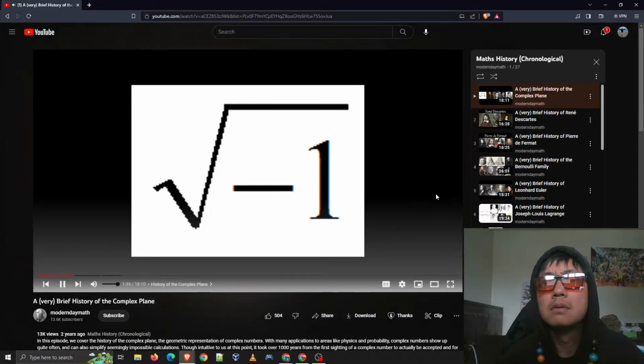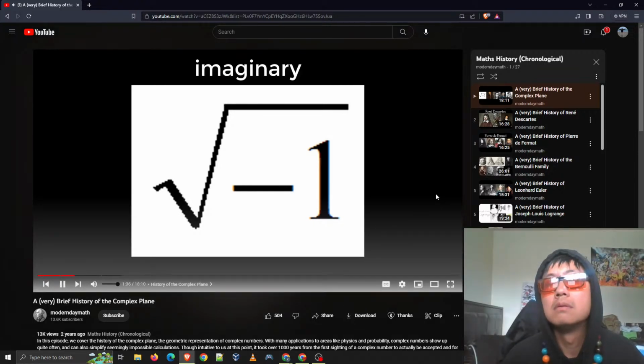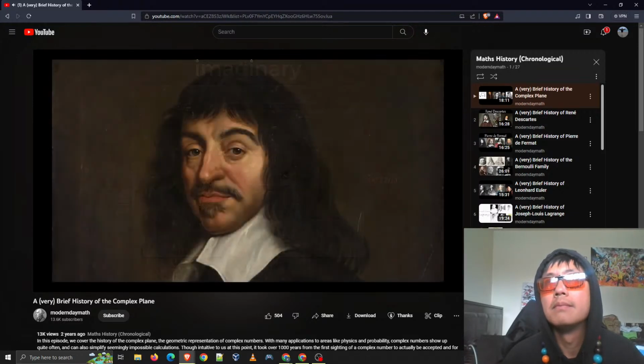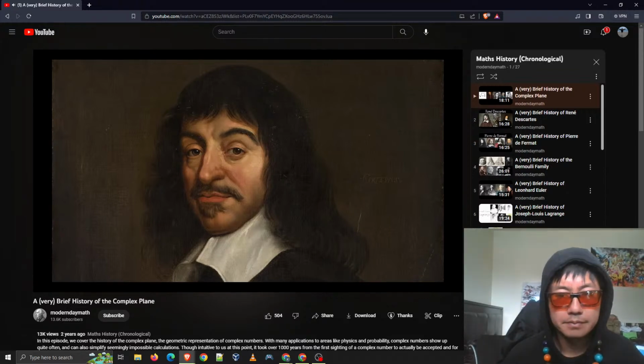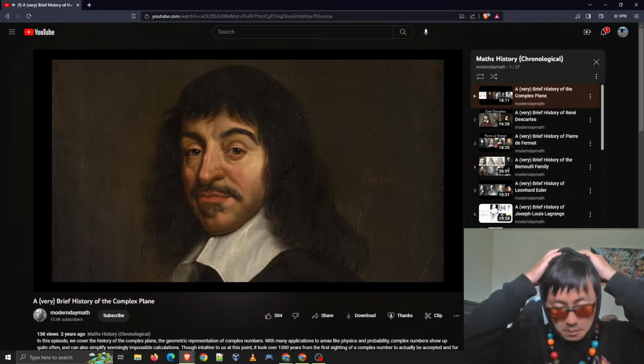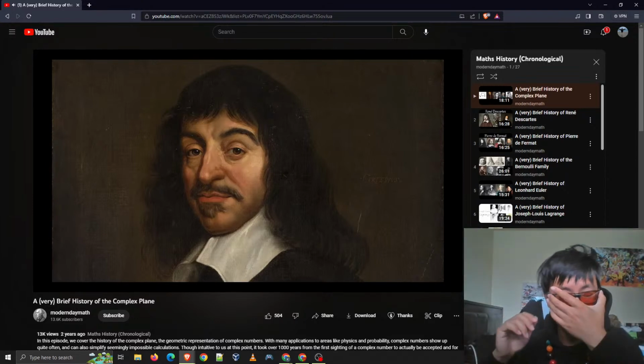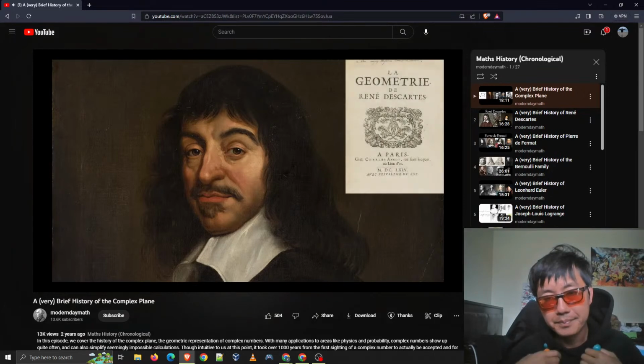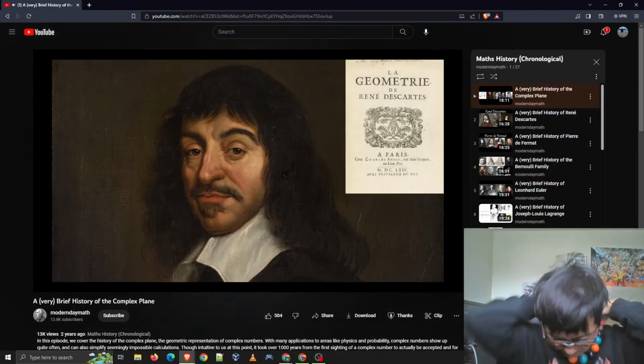actually stick: imaginary. This one was coined by René Descartes, a 17th century French-born mathematician, philosopher, and scientist, most notable for being the father of modern philosophy and making fundamental contributions to foundational geometry. He introduced this term in 1637 in La Géométrie, which was the fundamental work that gave birth to analytic geometry.